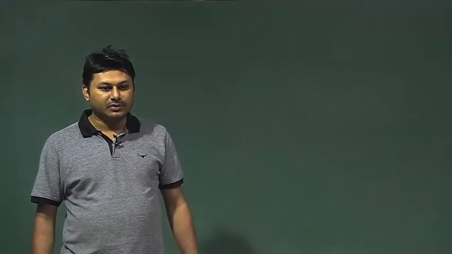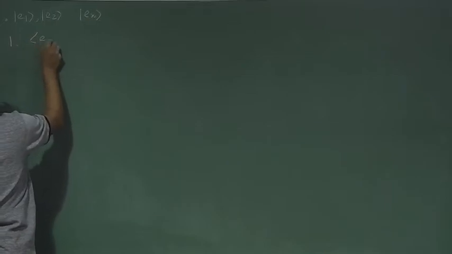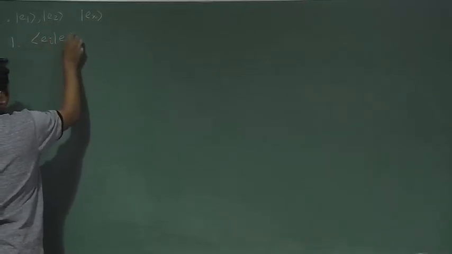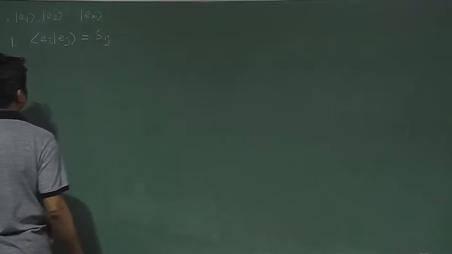Okay, so welcome back to the next class of linear vector space. So first let me write what I found in my last class: that E1, E2, ..., En, if these are the bases, then they follow a few important properties. One is they are orthonormal. If they are orthonormal bases, then mathematically this is the first property.